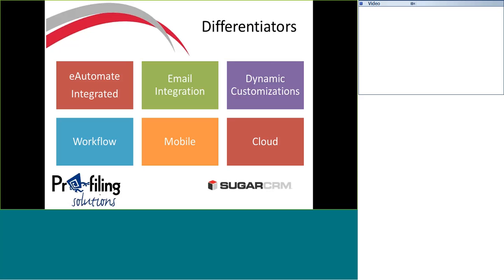So what are some of the differentiators that make SugarCRM and eCopierCRM a good option for you? Obviously, with the integration, we integrate into eAutomate. SugarCRM has email integration with Outlook. So with the professional version of SugarCRM comes Outlook integration. That Outlook integration allows you to send emails through Outlook and have those emails archived in Sugar.